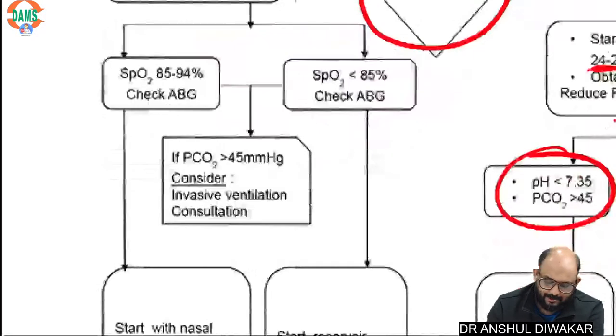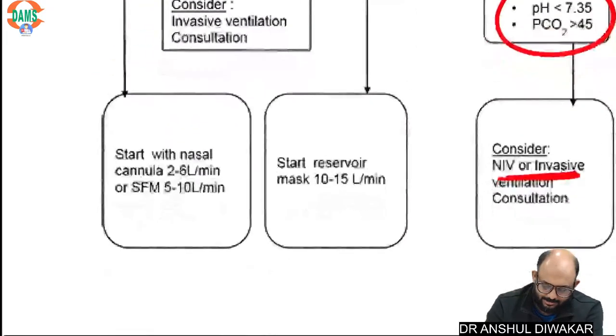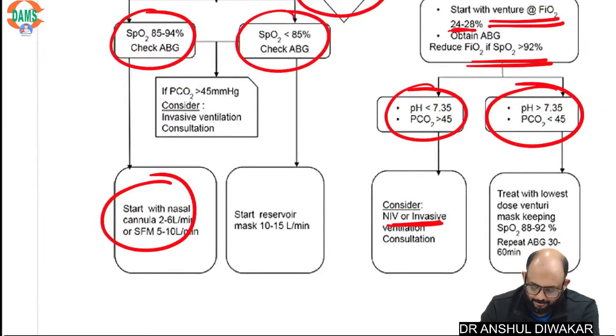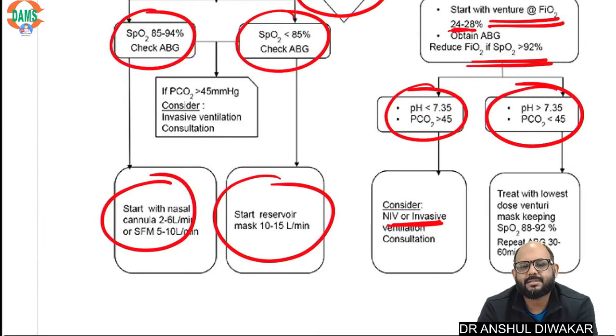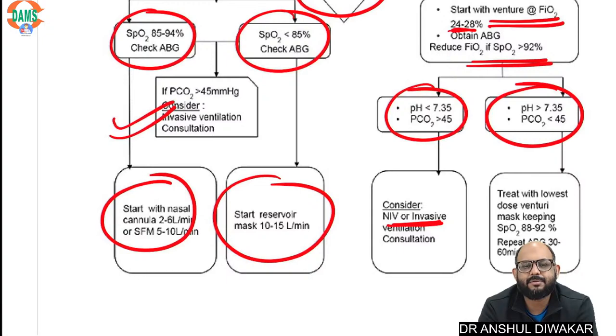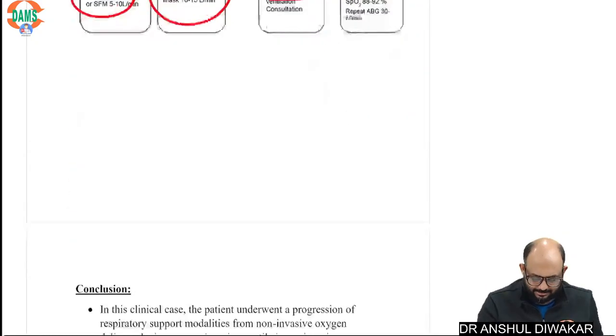But if there is no risk of type 2 respiratory failure, then you can target a little higher SpO2, 94 to 98%. Again, if you have more hypoxia, then you will consider nasal cannula or simple face mask. If you have severe hypoxia, then you start O2 mask with reservoir. Okay, but at any point of time, if PCO2 becomes more than 45, consider invasive mechanical ventilation. Just a basic understanding of what we have already discussed.